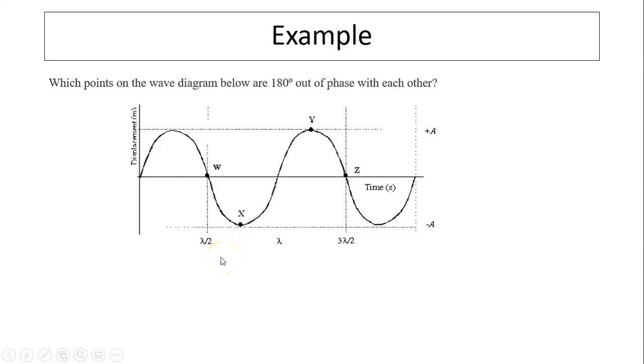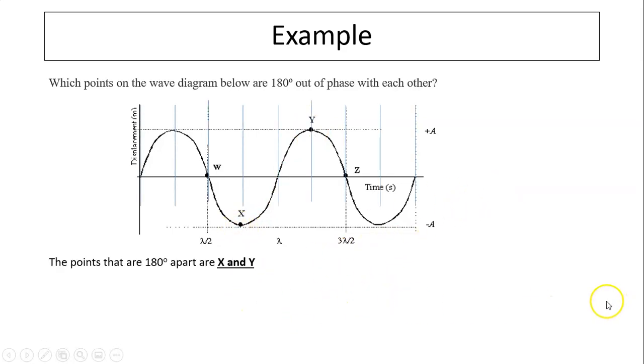180 degrees is half a wavelength. So in this case, there are only 2 points that are half a wavelength apart, which are X and Y. These are out of phase. They are exactly half a wavelength apart. X has maximum negative, Y has positive maximum. And if the wave is going to the right, Y would be moving downward, X would be moving upward. So the points that are 180 degrees apart are X and Y.